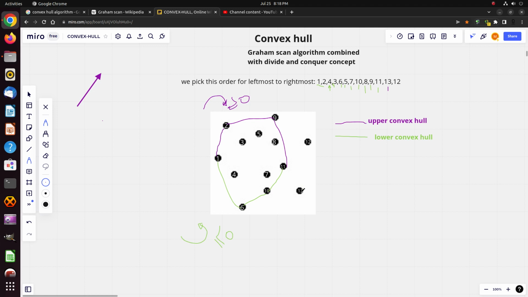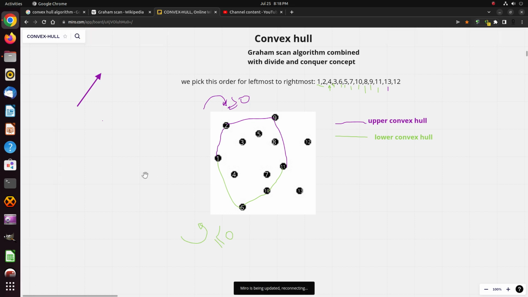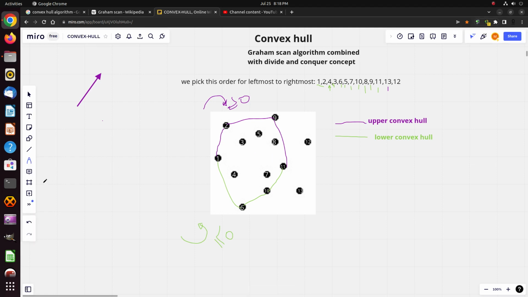13 with respect of 9, 11, the upper hole is positive. We can add it here. Let me check. I think it's negative. This is the index, and this is the middle finger. It is negative. We cannot add it to the upper hole, so we delete 11. 13 with respect of 2, 9 is positive, so we can add it to the upper hole.